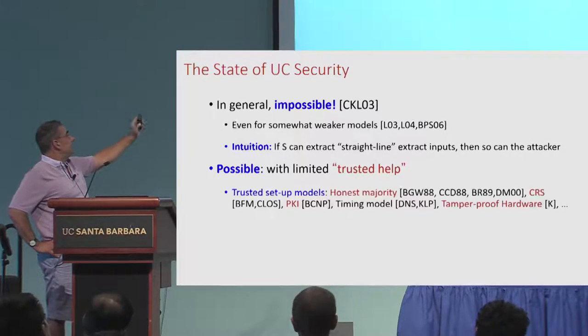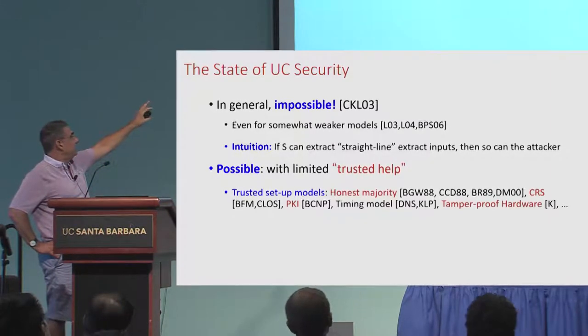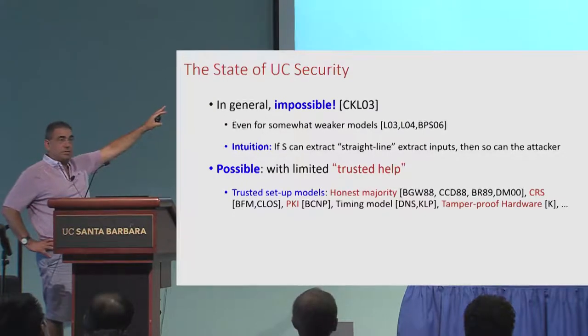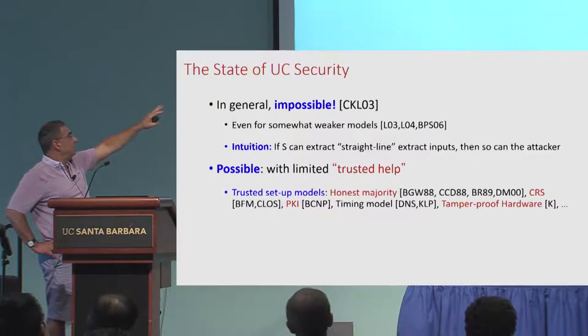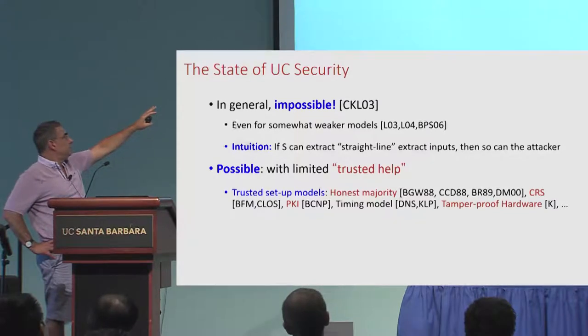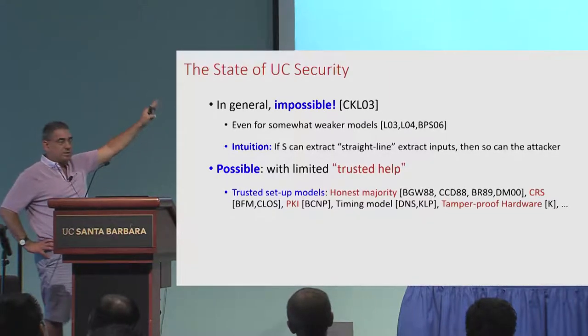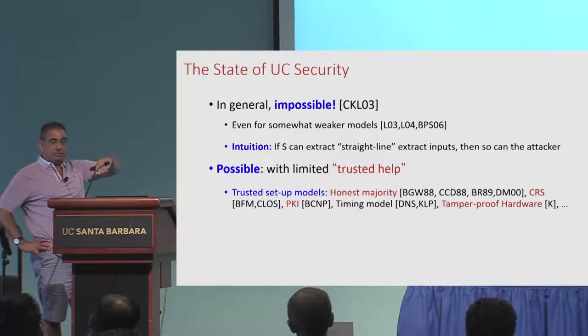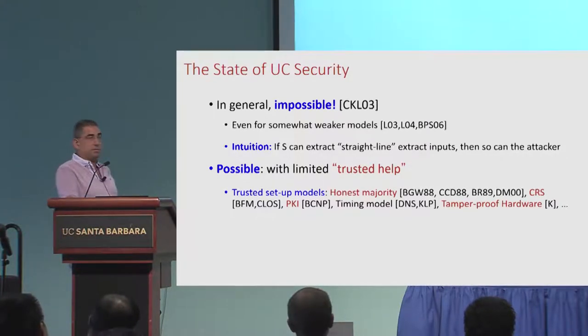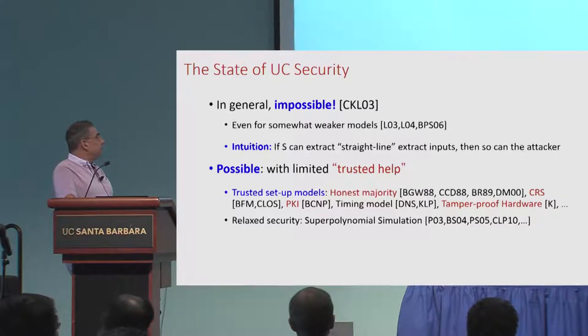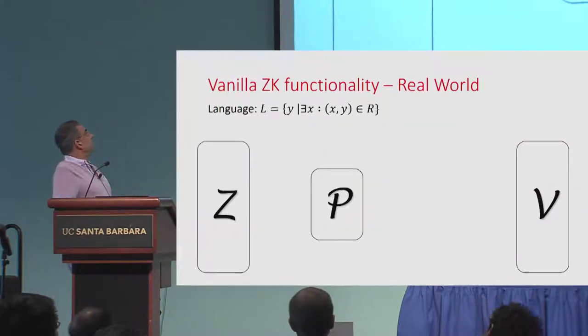What we can do is, with this setup, we can realize it either with honest majority, but this is not the case here for zero knowledge, because we have only two parties. Or we need a common reference string, or public key infrastructure, or some timing model. There are a bunch of different things. But for our case, for zero knowledge SNARKs, we're talking about a reference string, either publicly generated or privately generated. There are relaxations, but never mind that now.